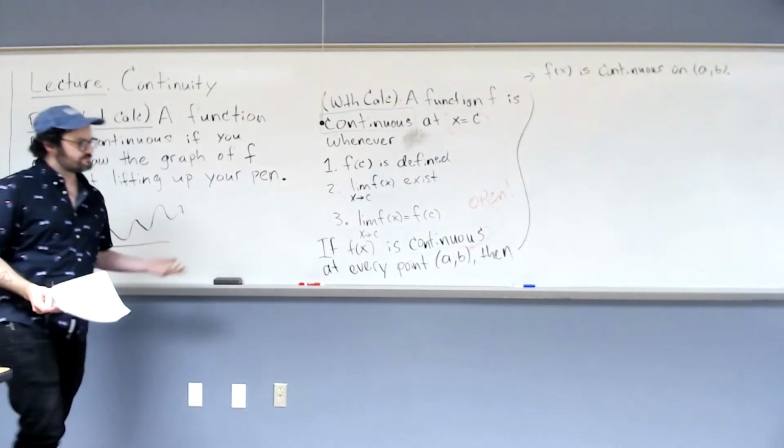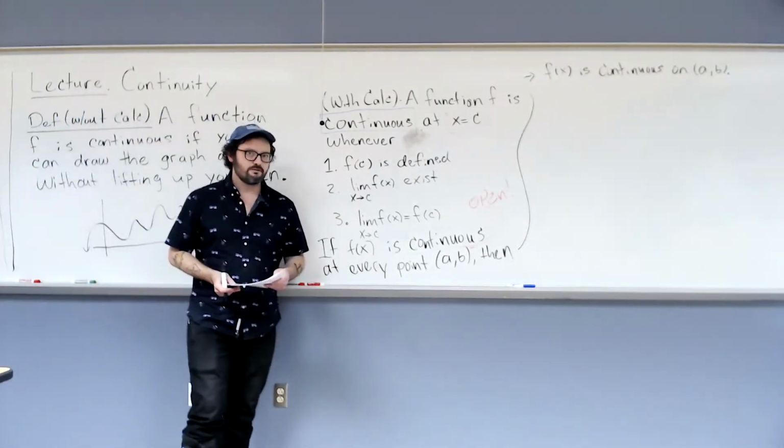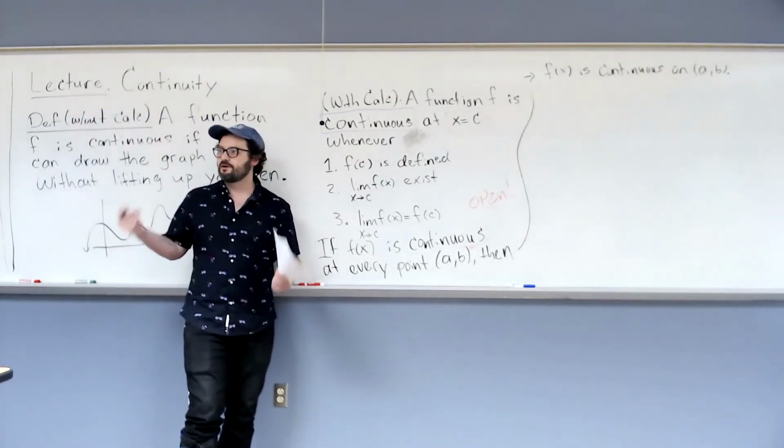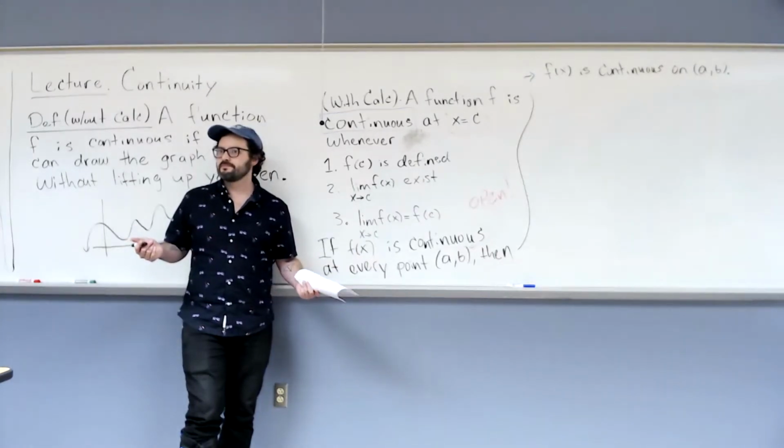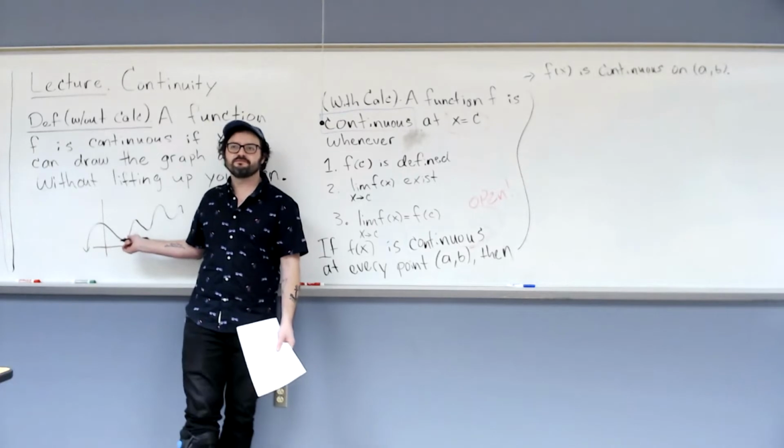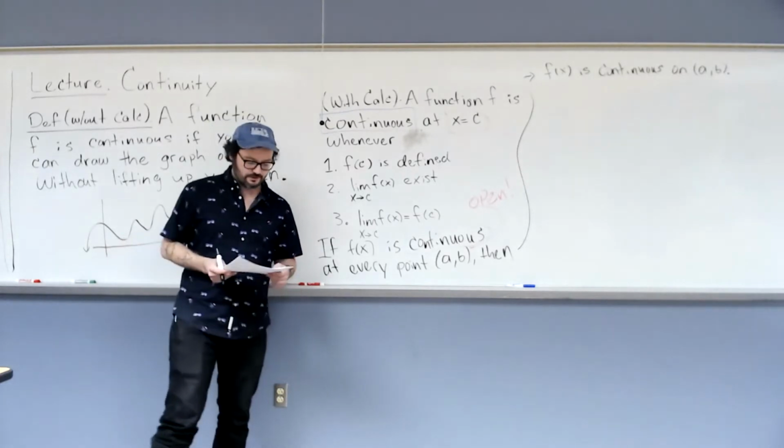Now in a similar fashion, if f is continuous at every point in R, then f is continuous on R. And that's like this.